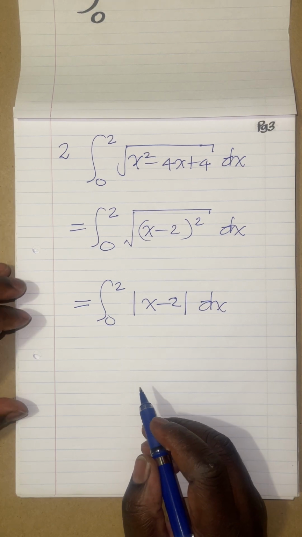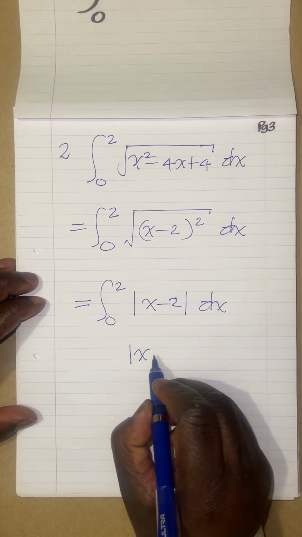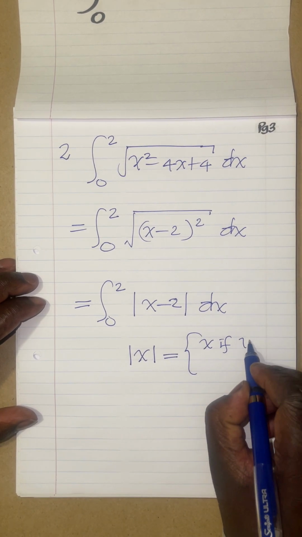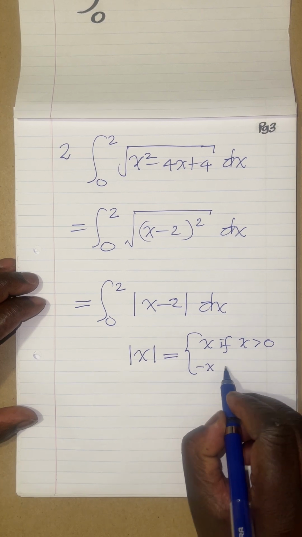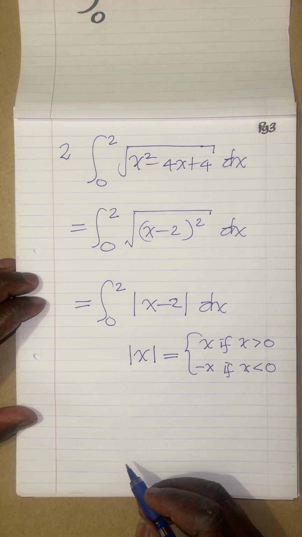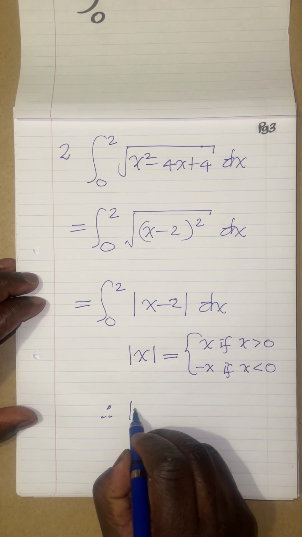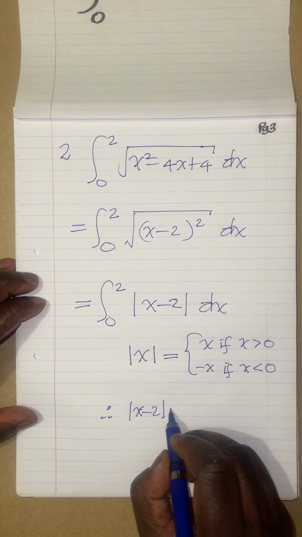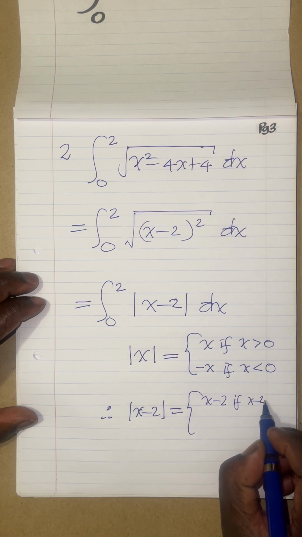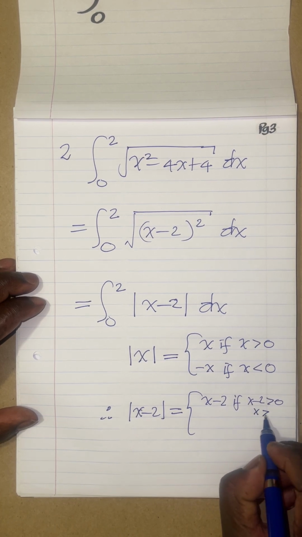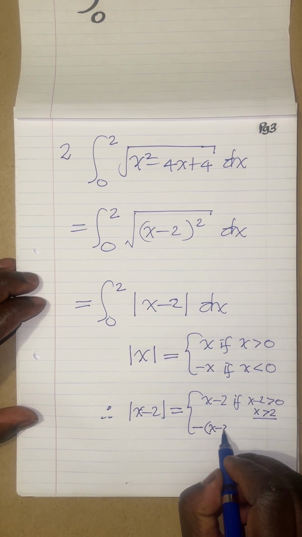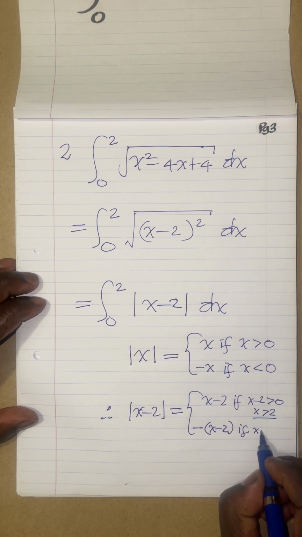So let me remind you of the concept of absolute value. We said the absolute value of x is equal to x if x is positive, and minus x if x is negative. And so, therefore, the absolute value of x minus 2, if you agree with me, is going to be equal to x minus 2 if x minus 2 is positive. And what does this mean? It means x is greater than 2, don't forget that. Or minus of this expression, x minus 2, if x minus 2 is less than 0.